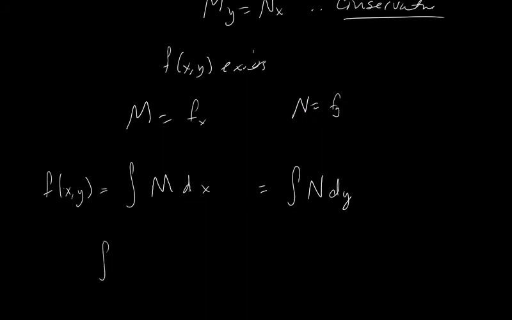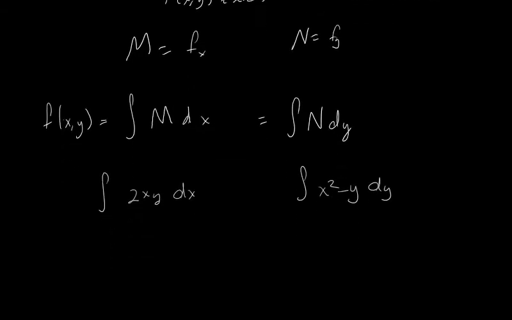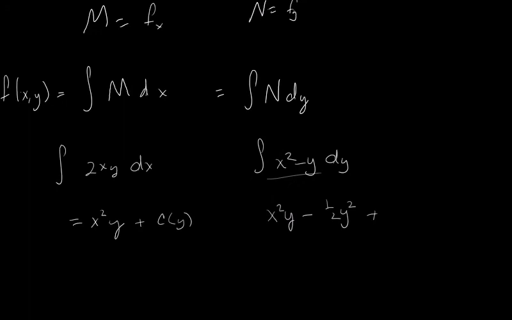So let's fill those out. Our integral of M, which was 2xy, with respect to x, and our integral of N, which was x squared minus y, we're going to integrate that with respect to y. Integration with respect to x here is going to give me x squared y, plus maybe a constant function with respect to y. And over here, we integrate with respect to y, we get x squared y minus 1/2 y squared plus some constant function of x.